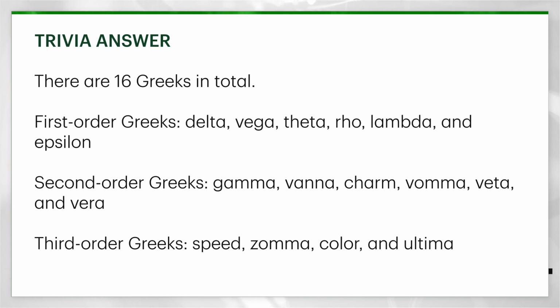These measure sensitivity of the first order Greeks to small changes in other various factors. And then we have third order Greeks. They're speed, zomma, color, and ultima. They measure the sensitivity of the second order Greeks to small changes in yet other factors. However, most option traders focus on the three option Greeks that we've touched on in this webinar, delta, gamma, and theta.